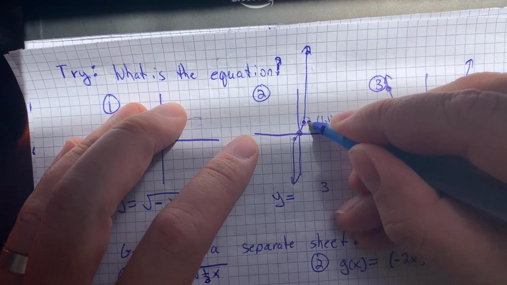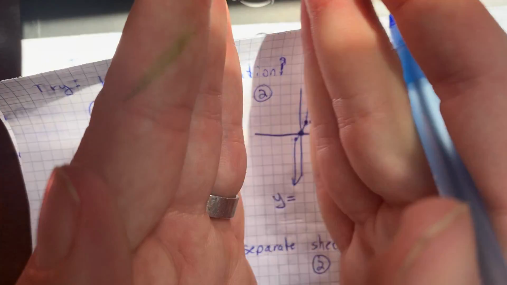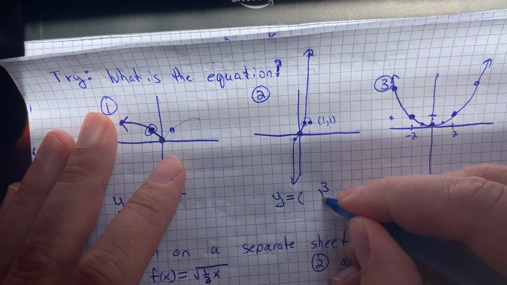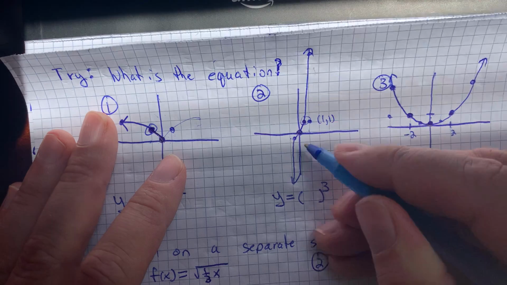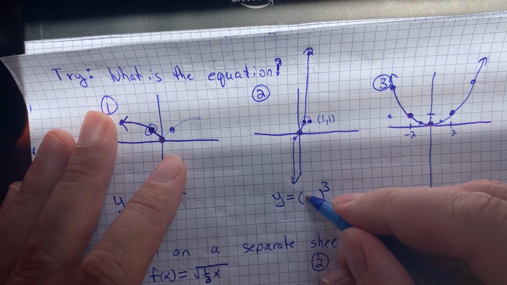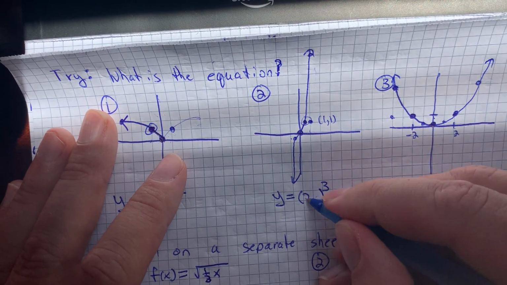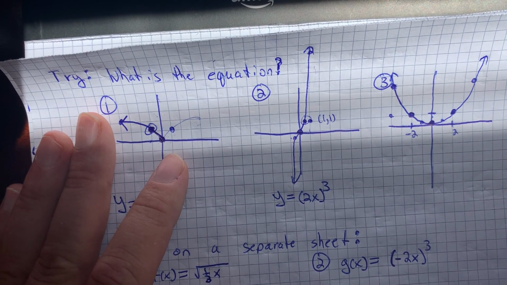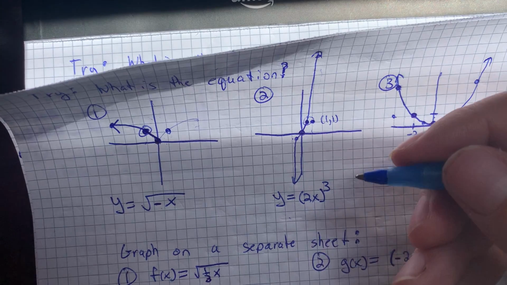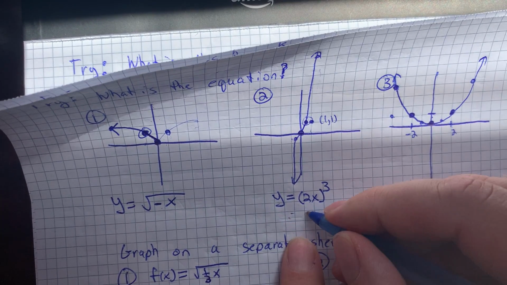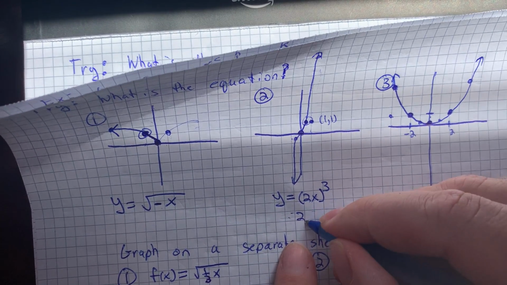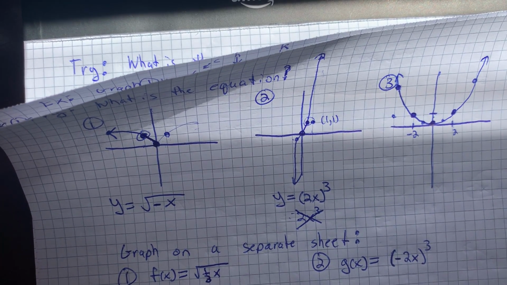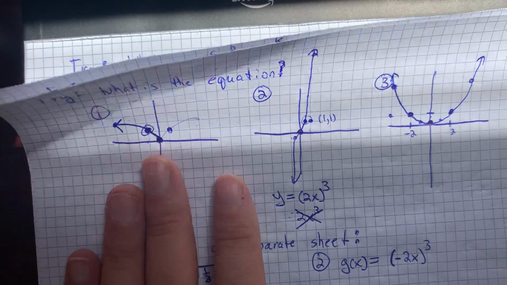This point at 1, 1 was horizontally compressed by a factor of 1/2. And so to make that happen, since it's horizontally compressed, it needs to be inside. And because it's inside, it's backwards from what we would think. It gets multiplied by 2. 2x cubed. Notice, unlike the absolute value where multiplying by 2 on the outside and multiplying by 2 on the inside are the same, this is not correct. This would be a vertical stretch by a factor of 2, and it's not the same.